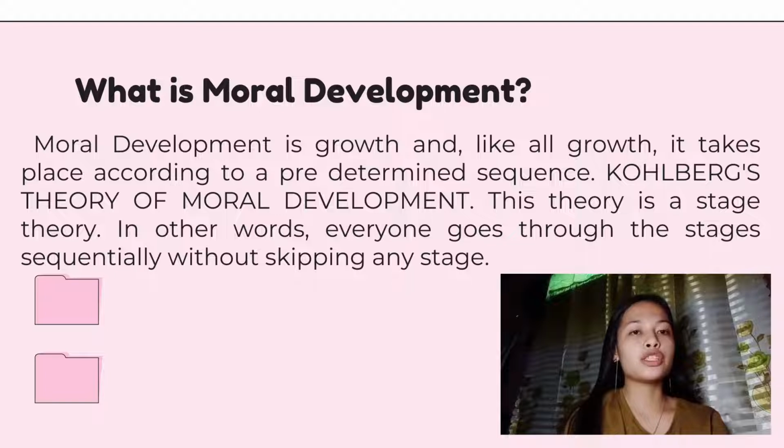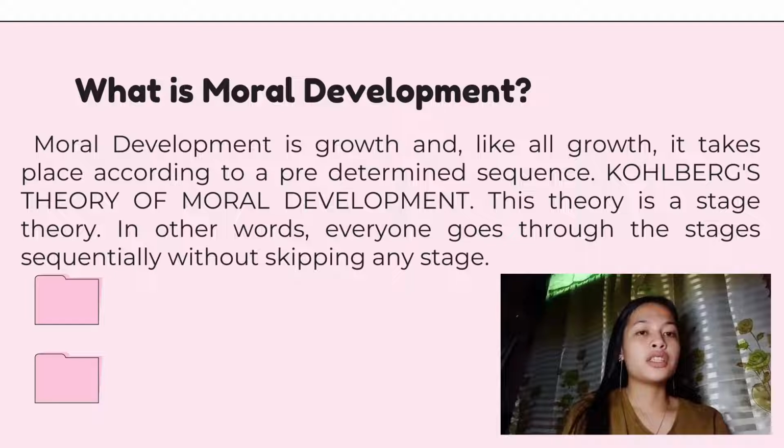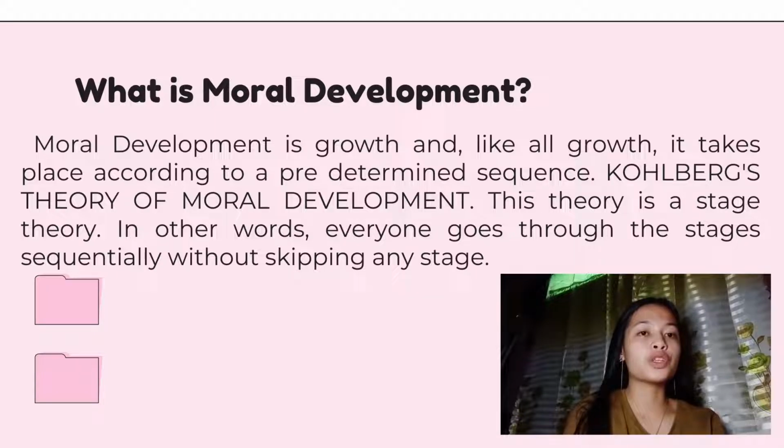Moral development is growth, and like all growth, it takes place according to a predetermined sequence, by Kohlberg's theory of moral development. This theory is a stage theory. In other words, everyone goes through the stages sequentially without skipping any stage. Kohlberg assessed moral reasoning by posing hypothetical moral dilemmas and examining the reasoning behind people's answers.